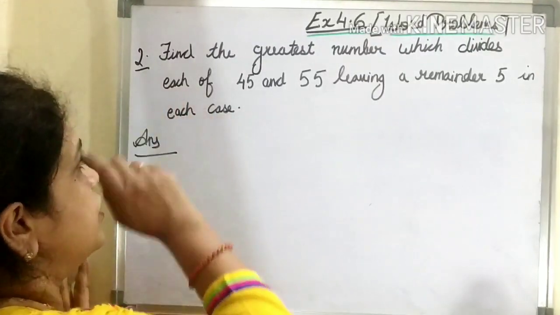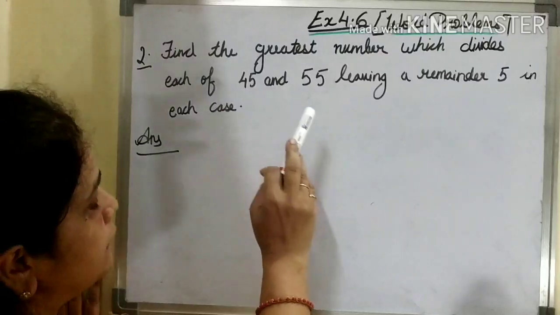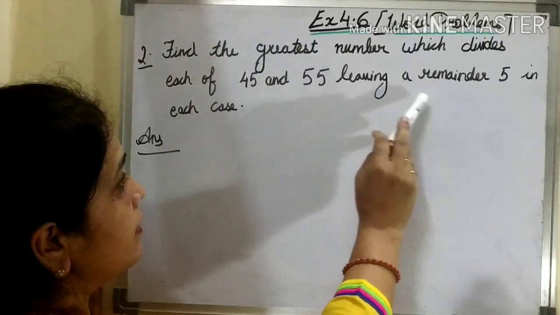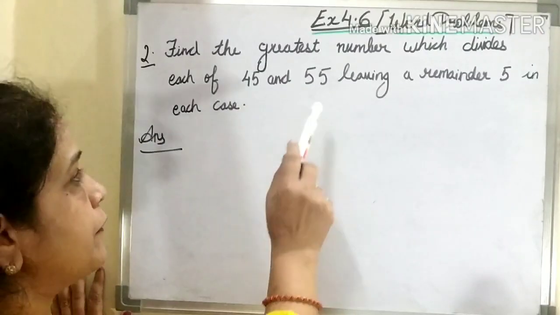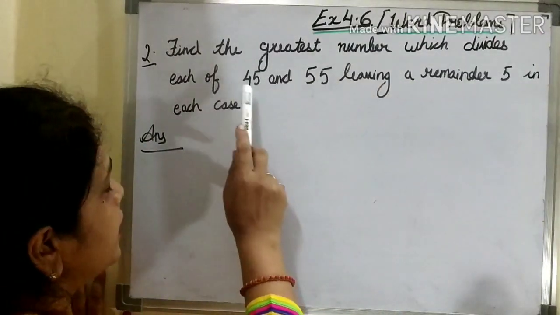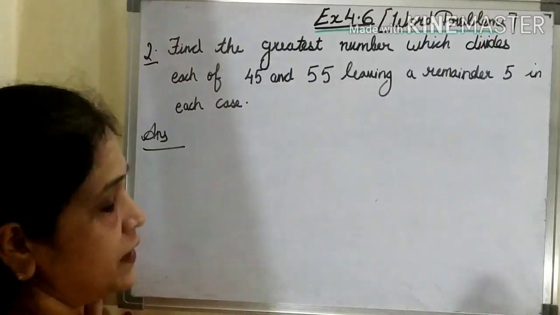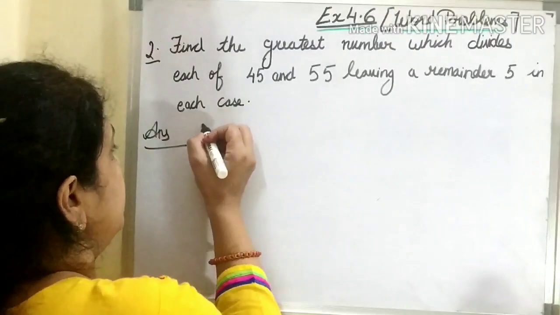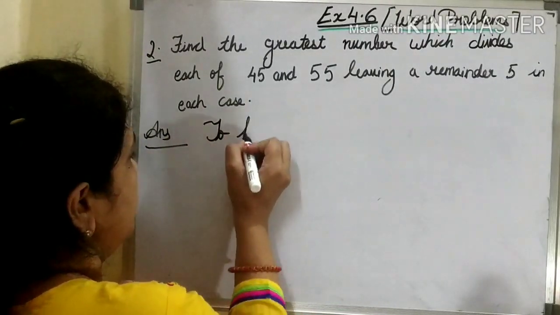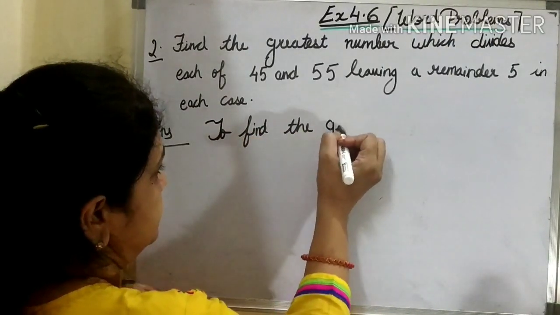Now, second question. Find the greatest number which divides each of 45 and 55, leaving the remainder 5 in each case. So what's the question? We have to find the greatest number which divides 45 and 55 and it leaves a remainder 5 in each case. So since it's the greatest number, we will find the HCF. So we are going to write in this way: to find the greatest number.